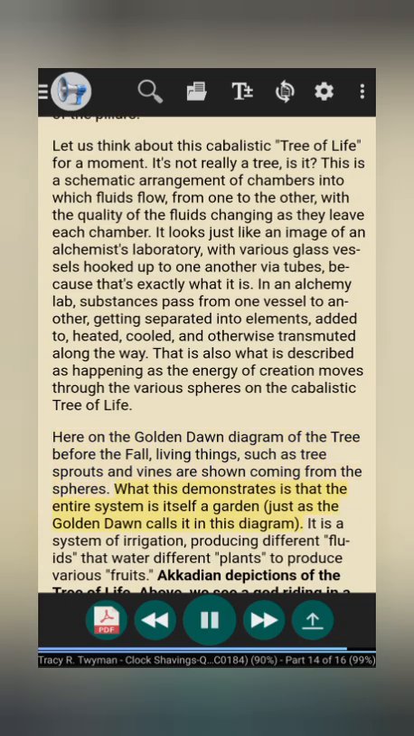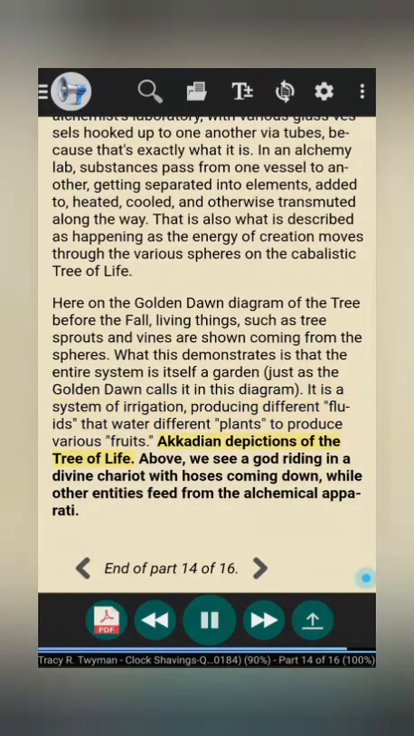What this demonstrates is that the entire system is itself a garden, just as the Golden Dawn calls it in this diagram. It is a system of irrigation producing different fluids that water different plants to produce various fruits.